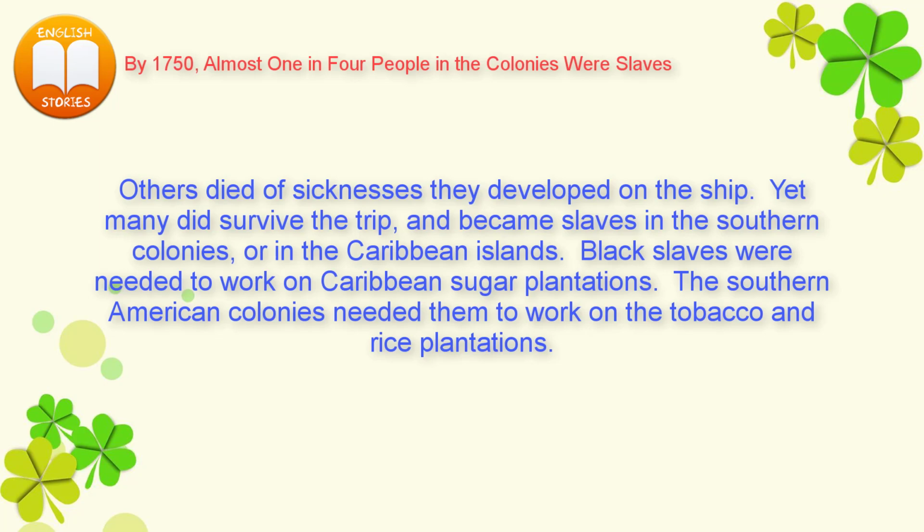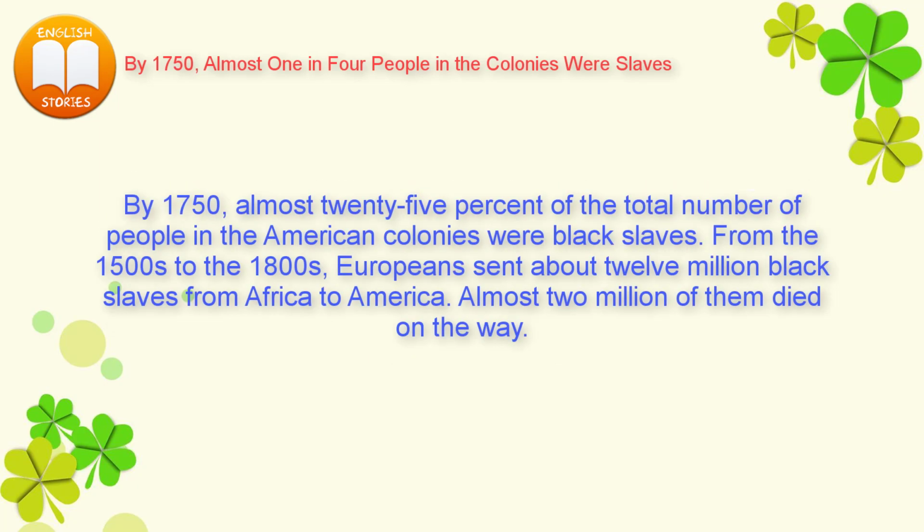Black slaves were needed to work on Caribbean sugar plantations. The Southern American colonies needed them to work on the tobacco and rice plantations. By 1750, almost 25% of the total number of people in the American colonies were black slaves. From the 1500s to the 1800s, Europeans sent about 12 million black slaves from Africa to America. Almost 2 million of them died on the way.